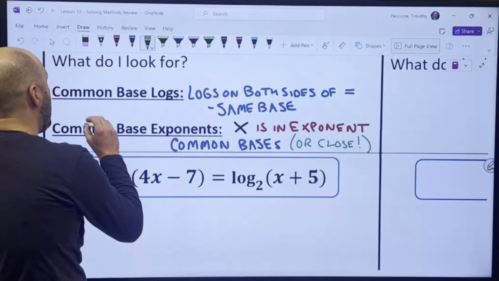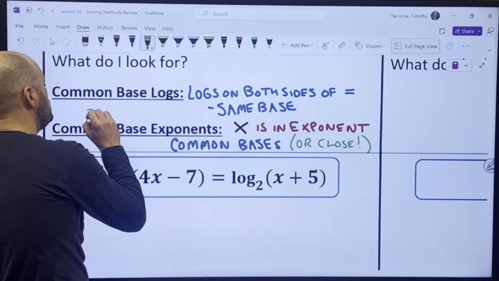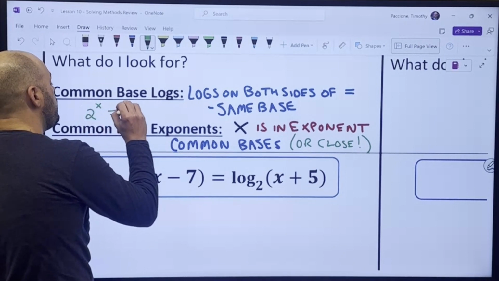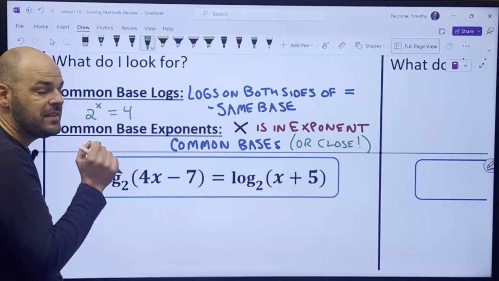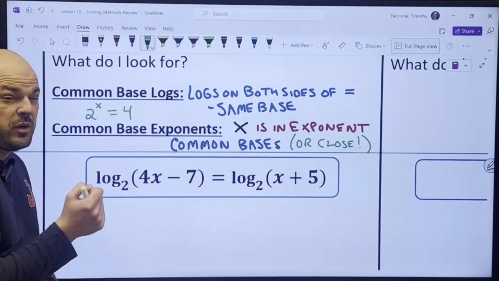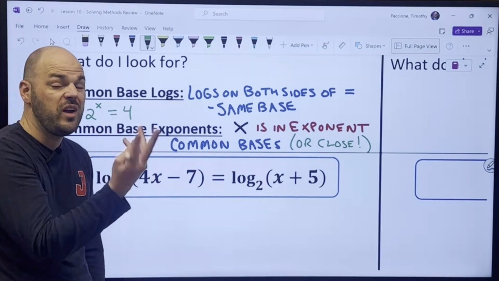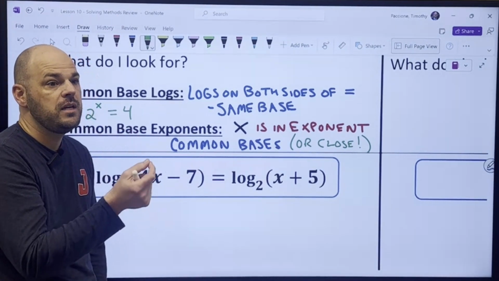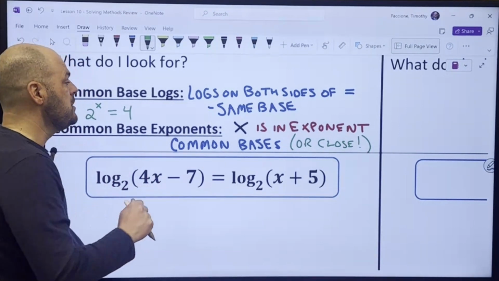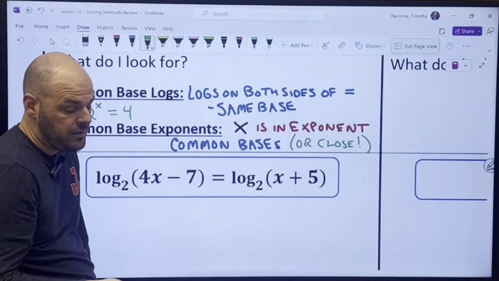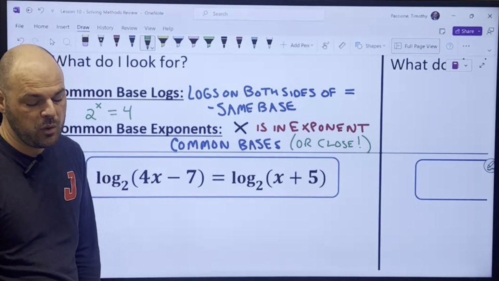Well, what do I mean by close, right? If I have 2 to the x equals 4, well, they're not the same base right now. But it's pretty close because 4 can be rewritten as 2 squared. And then it would be the common base, right? So sometimes you need to do a little rewriting, and we'll do examples here, okay?